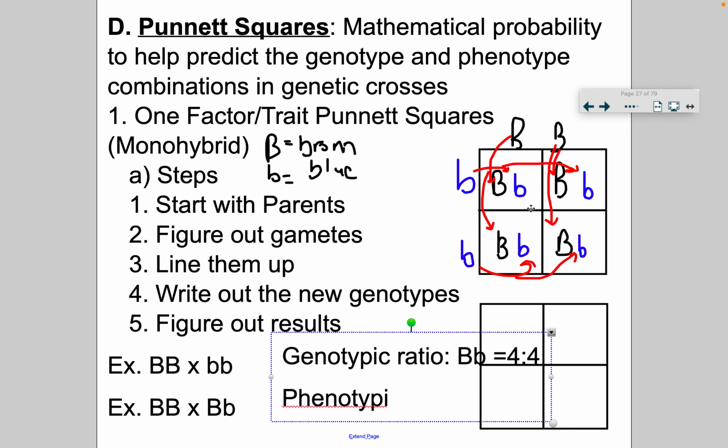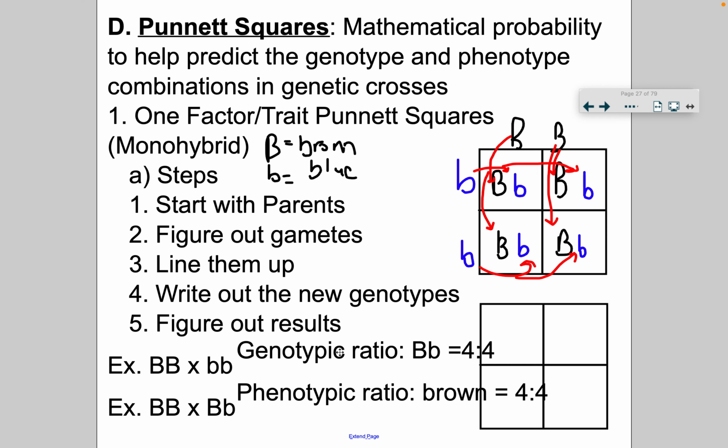Now I might ask for a phenotypic ratio. Phenotypic means the trait that you can physically see. So I said big B is dominant over little b for blue eyes. So brown is dominant over blue. Well, all of these squares contain the big B. So that means that they will be all brown. And so it'd be brown 4 out of 4.